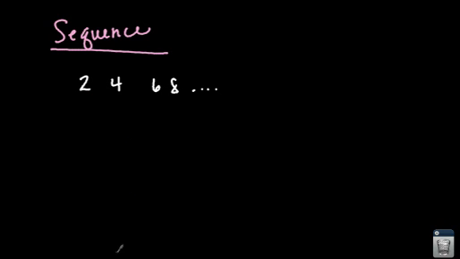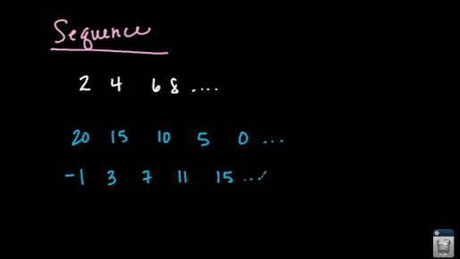Okay, we could also have a sequence that's decreasing, so we could start at 20, 15, 10, 5, 0, dot, dot, dot, and continue to go. We could have something that looks like this. Okay, these are all examples of sequences. And basically, sequences are just a pattern of numbers. So these are called arithmetic sequences.